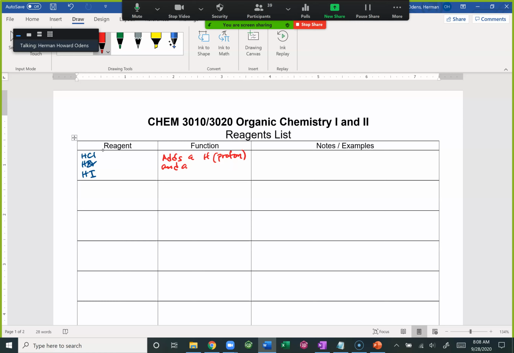And an X halogen, where X could be Cl, Br, and I, to a carbon double bond carbon. So an example of it. Before that, I'm gonna write down the name of this reaction. This is called hydrohalogenation.